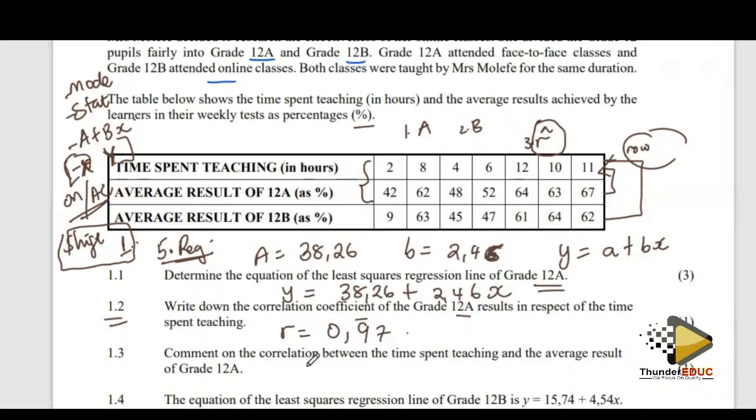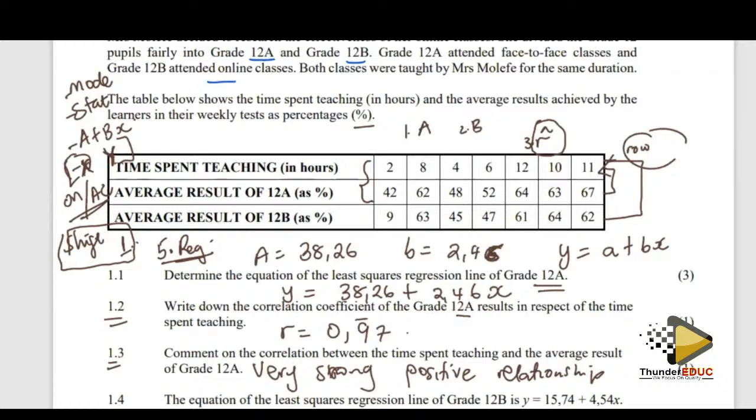Then 1.3, they want us to comment on the correlation between the time spent. So whenever we are commenting, we look at the value. Okay, the value itself is going to tell us the strength, and then the sign of the value must give us the direction. Okay, so in this case, since it's 0.97, that is a very strong, okay, but it is positive. So a very strong positive relationship. Okay, so that is 1.3.